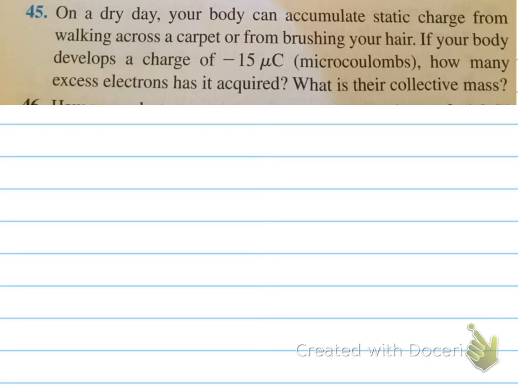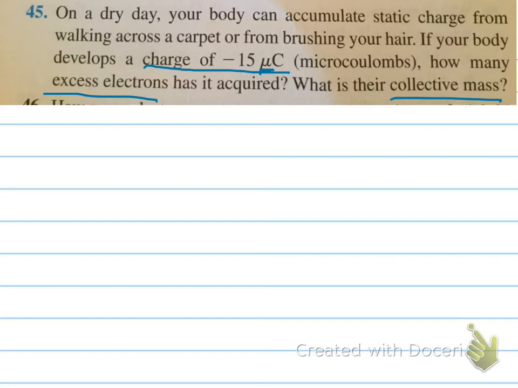Number 45 says, on a dry day, your body can accumulate static charge from walking across a carpet or brushing your hair. If your body develops a charge of negative 15 microcoulombs, remember that little symbol means micro, and micro is 10 to the negative 6. How many excess electrons has it acquired? What is their collective mass?